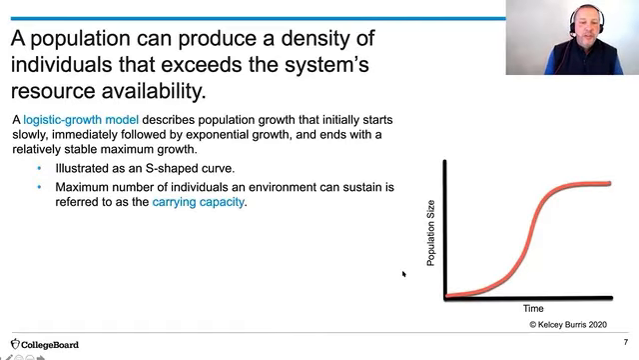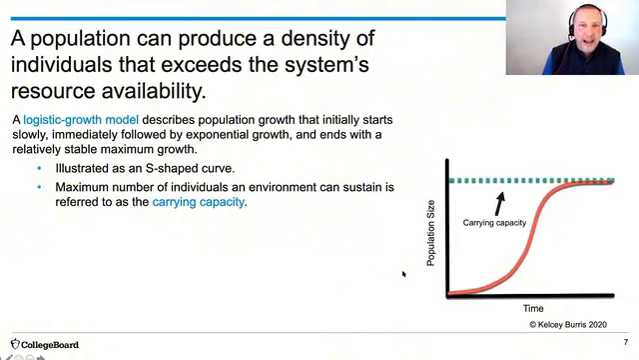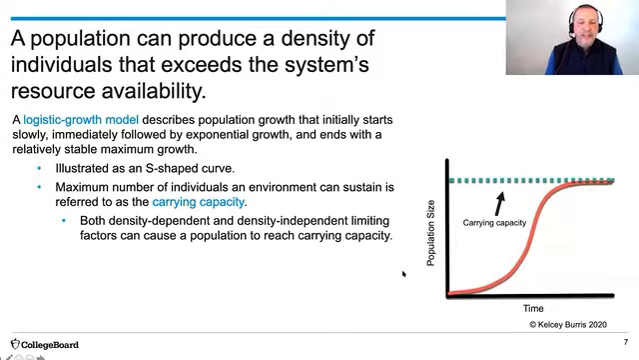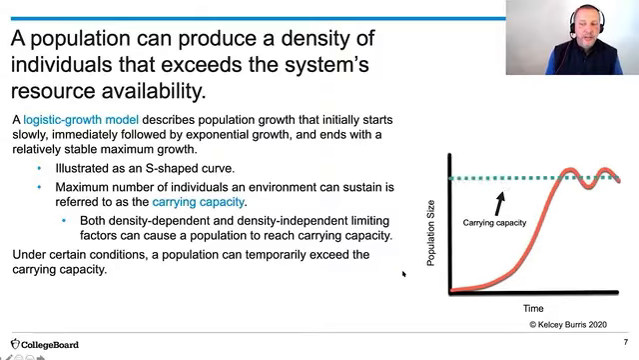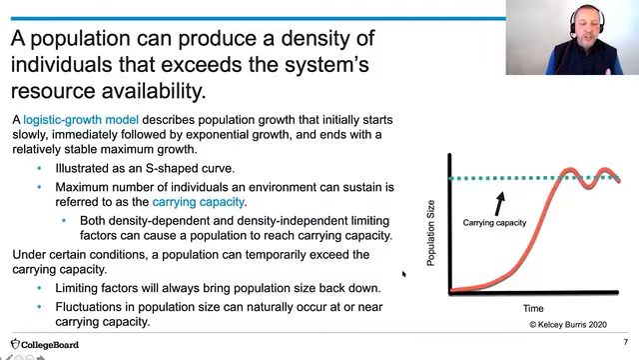Maximum number of individuals an environment can sustain is referred to as the carrying capacity, as indicated with the dotted line on the graph. Both density dependent and density independent limiting factors can cause a population to reach carrying capacity. Under certain conditions, a population can temporarily exceed the carrying capacity, as shown on the graph, and limiting factors will always bring the population size back down. Fluctuations in the population size can naturally occur at or near carrying capacity.